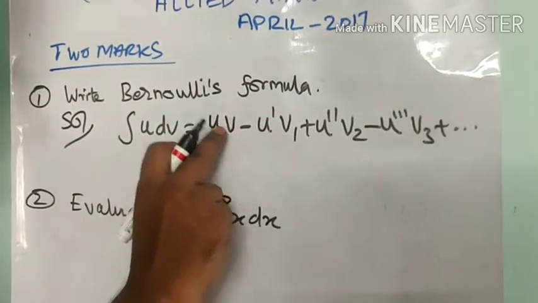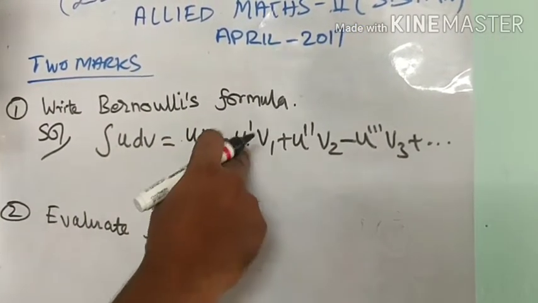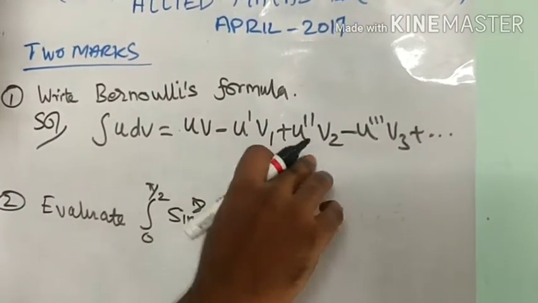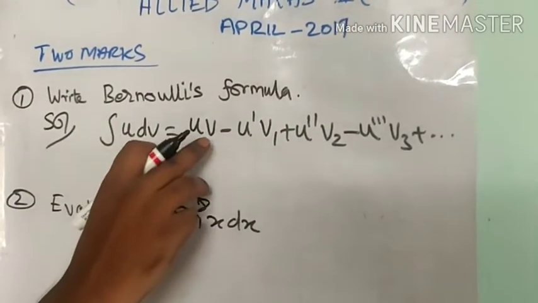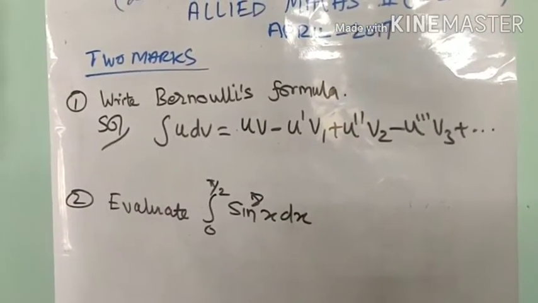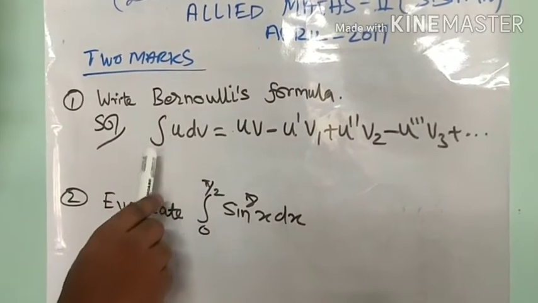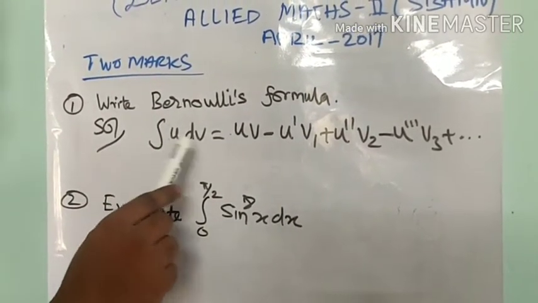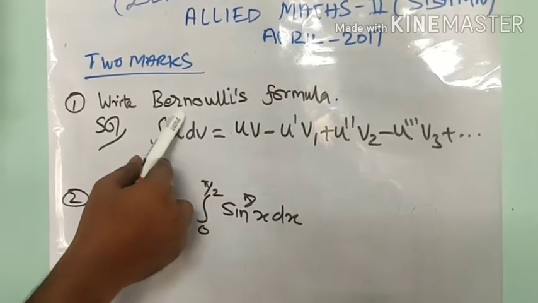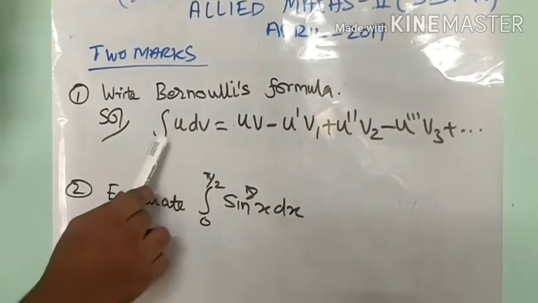You take uv, and u dash, u double dash are nothing but differentiation: first derivative, second derivative, likewise. And v1, v2 are nothing but integration. Sometimes a problem will be asked based on this formula. It is a very important formula. Here they directly ask the formula name, Bernoulli's formula. Sometimes a problem is also asked based on this formula, so you go through this.